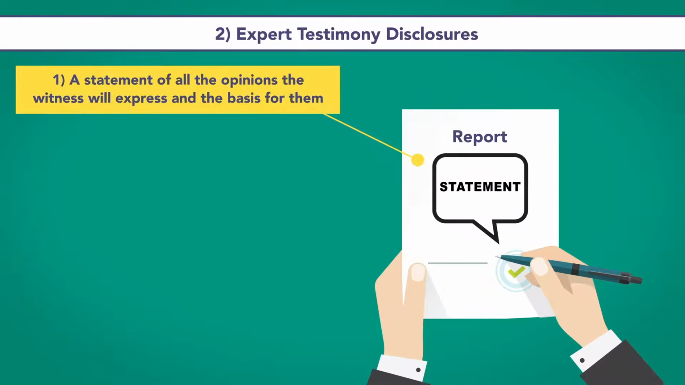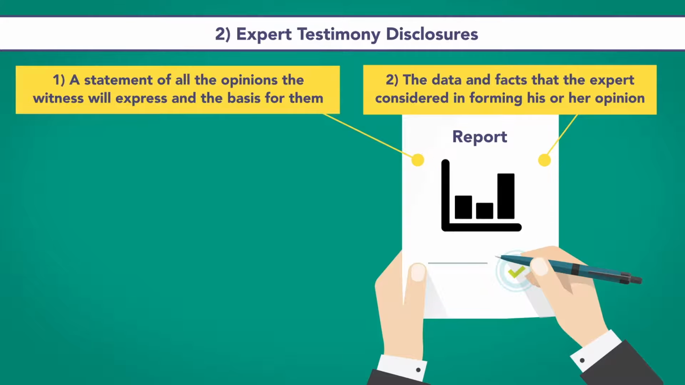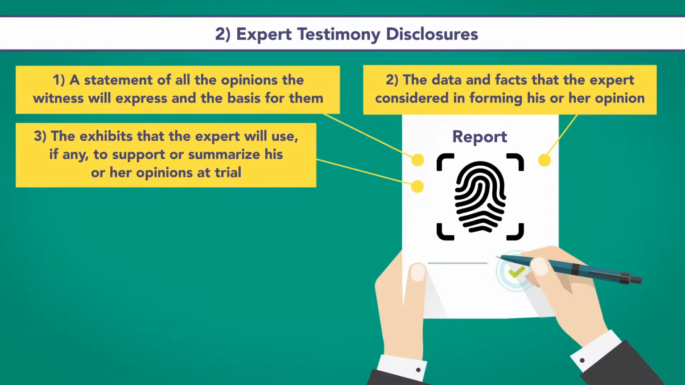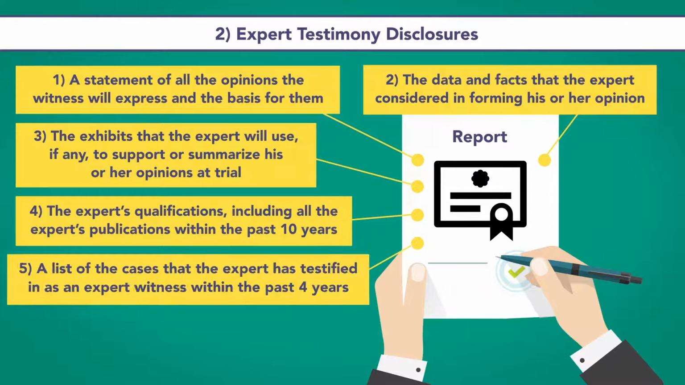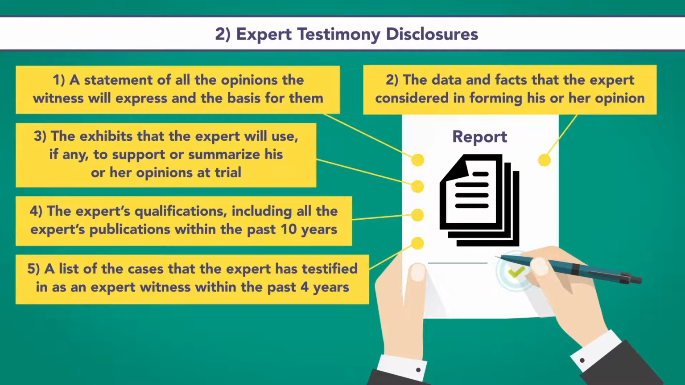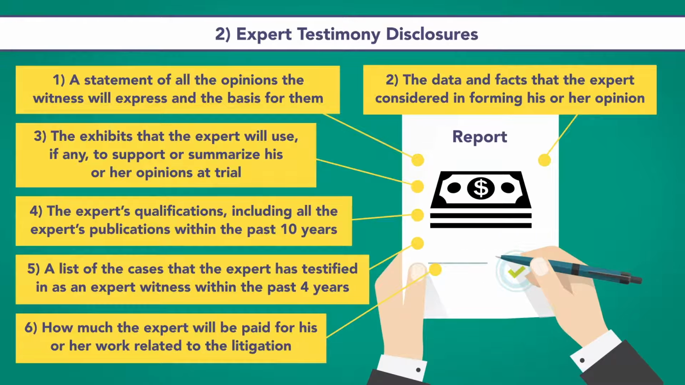1. A statement of all the opinions the witness will express and the bases for them. 2. The data and facts that the expert considered in forming his or her opinion. 3. The exhibits that the expert will use, if any, to support or summarize his or her opinions at trial. 4. The expert's qualifications, including all the expert's publications within the past 10 years. 5. A list of the cases that the expert has testified in as an expert witness within the past 4 years. And 6. How much the expert will be paid for his or her work related to the litigation.